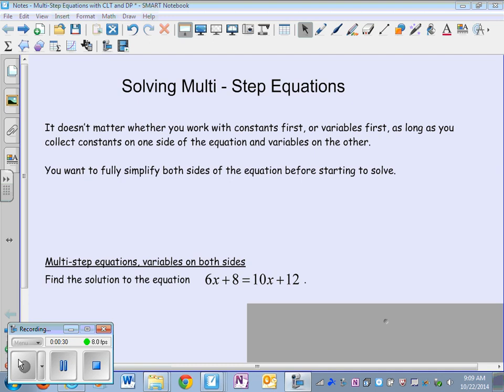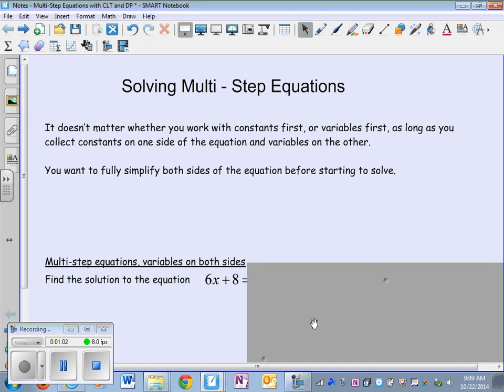When we're dealing with multi-step equations, there could be several things happening. You might have variables on both sides of the equation. You might have multiple terms that are alike that we need to combine. You might need to distribute. So really what we want to focus on is first seeing if both sides of the equation are simplified before we start to solve. And actually what I do is I cover up the right side when I check to see if the left side has been simplified.